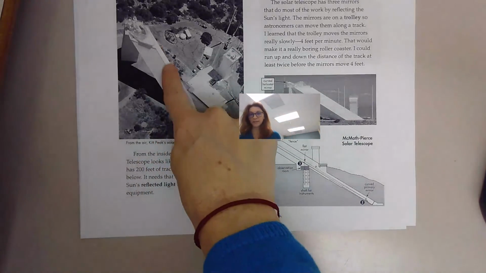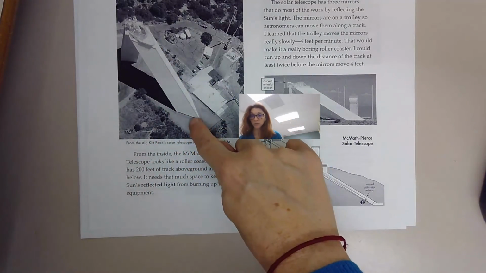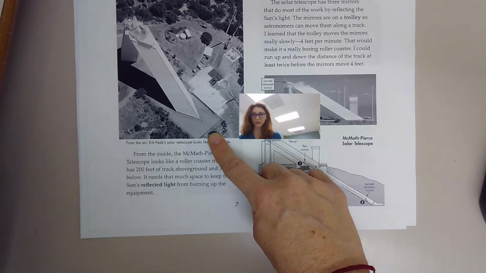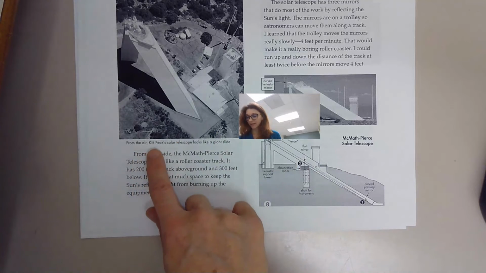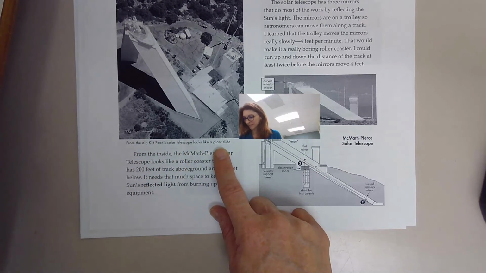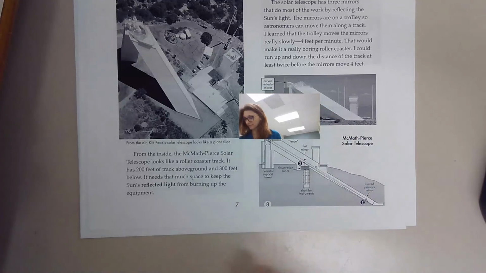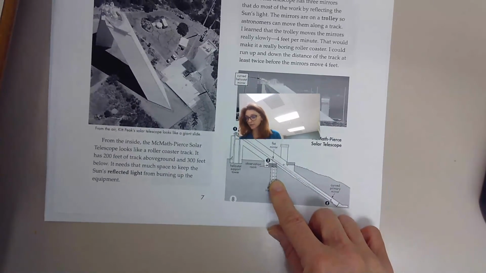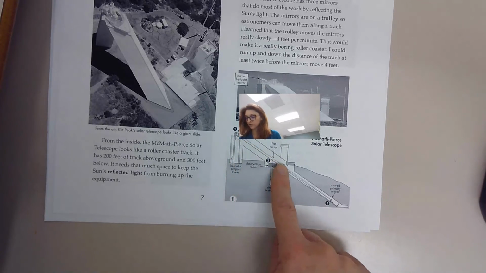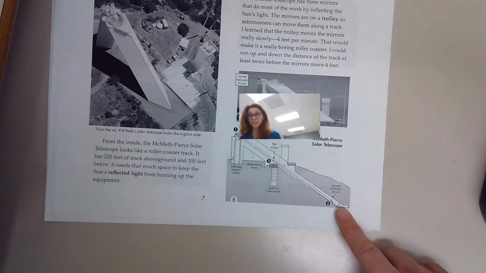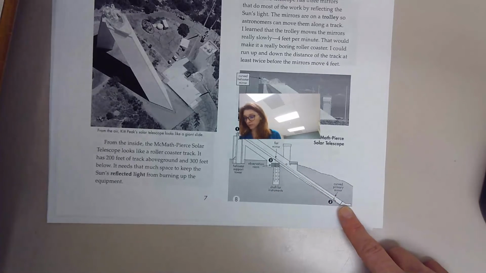So here it is. You can see this building, and it goes under the ground, 4 stories underground. From the air, Kitt Peak Solar Telescope looks like a giant slide. It sure does. Here we see it again, and this is a great picture to show you how there's this structure above ground and then how it continues underground 4 stories.